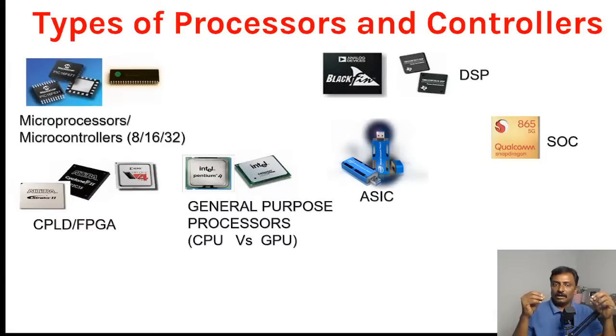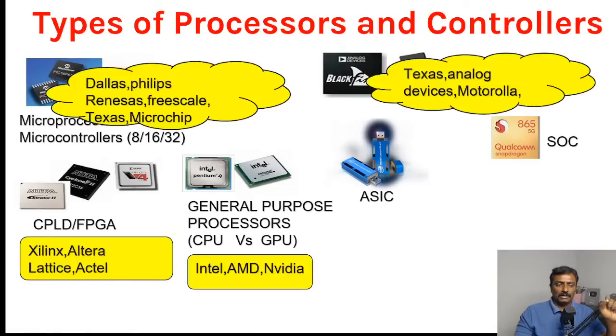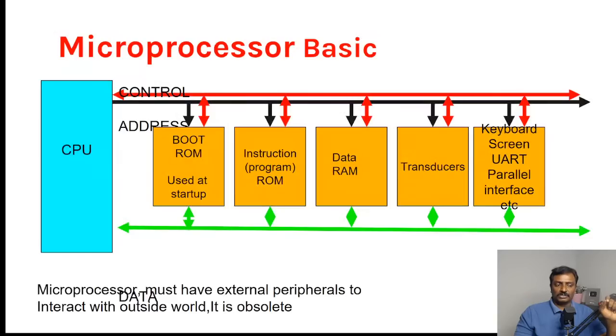You have CPUs, general purpose processors like Intel, and GPU from NVIDIA, graphic processing unit, and ASIC, application specific integrated circuits, and SoCs. Only if you know the difference between those processors, you could decide where to use what. Okay, so let's start with the microprocessor.